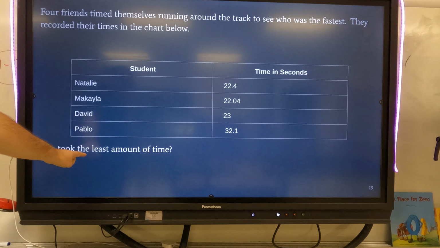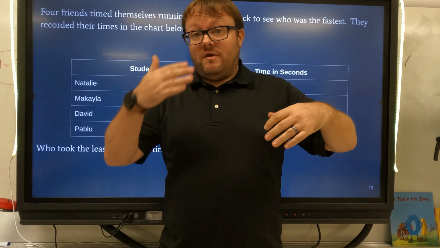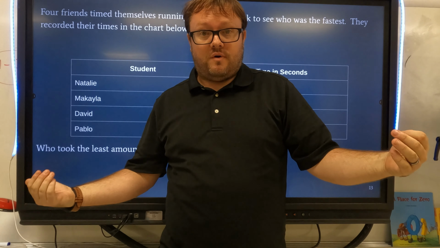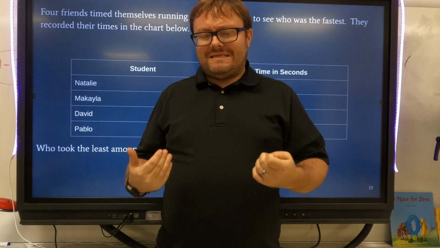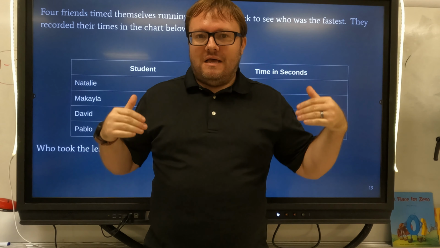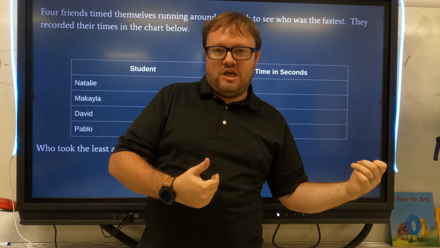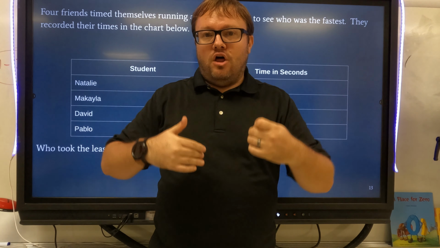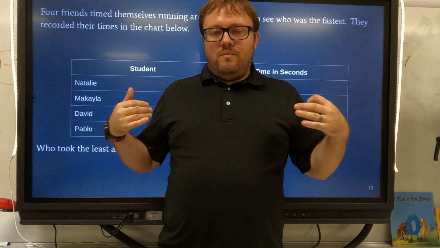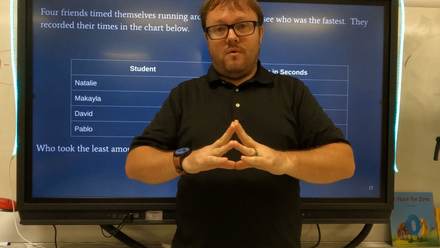So we're looking to see who took the least amount of time. Whenever you're talking about a race, you're typically looking for one of two things. You're looking for the fastest person or the slowest person. When we run races, we want to have the smallest time. The less time it takes us, the quicker we get there. The quicker we get there, the better chances we have of winning. If we take longer, we lose. So that's why when we're comparing times in races, we look for the smallest number, okay?